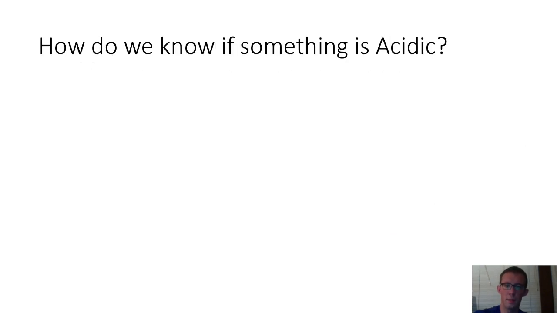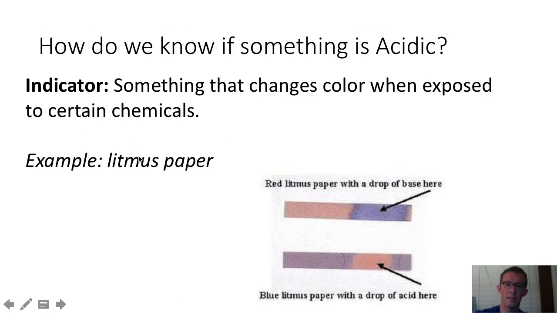And last, to determine the pH level of a substance, scientists will use something called an indicator, which is just something that changes color when exposed to certain chemicals. So a very common pH indicator is the litmus test. And so litmus paper will turn blue in the presence of a base, hydroxide ions, and it'll turn red in the presence of an acid.